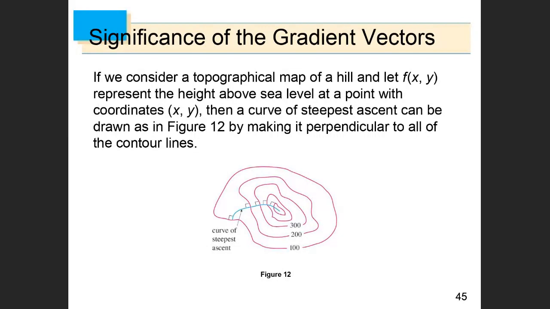So this is just to give you more ideas how we can move along the path of steepest ascent following the gradient. This is what happens in this problem. Here we have a topographic map of a hill, and f of x, y represents the height above sea level at the point x, y. Then a curve of steepest ascent can be drawn by making it perpendicular to all of the contour lines. As you can see, it is perpendicular to all the level curves.